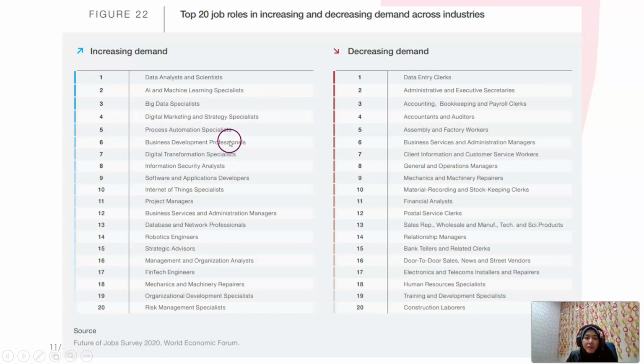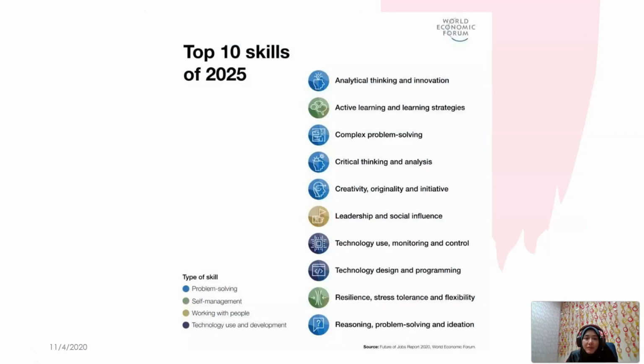Alright, next. This is the top 10 skills for you to have in the future, 2025. If you look at this, we have indicators here. The light blue color is problem solving, the skill that you need to have. And then the others are self-management, working with people, and technology use and development. Which one is the most needed skill? The light blue, right, which is problem solving. So I think this subject is very good for you because it is one of the ways for you to upskill your problem solving from critical thinking skills.